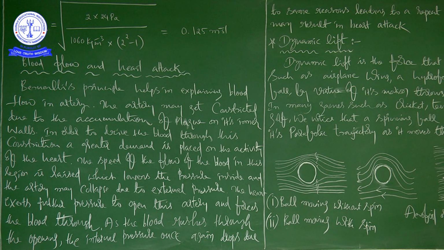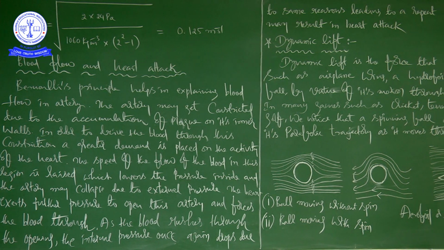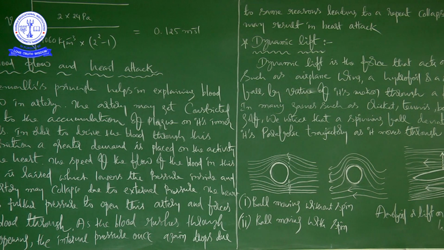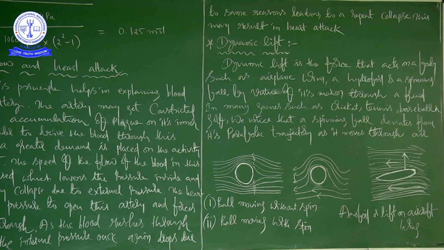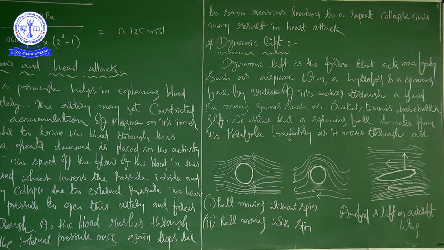Okay, right. Now, next one. This is an important application: blood flow and heart attack. Next, one more important application regarding automobiles and the designing of automobiles. For example, here it is an aeroplane. We are going to talk mostly about the aeroplane wing and aeroplane. See here. The topic name is dynamic lift. See, what is dynamic lift? First of all, dynamic lift, right?